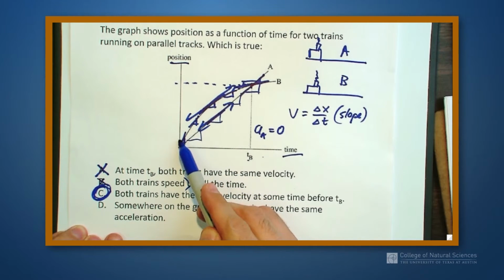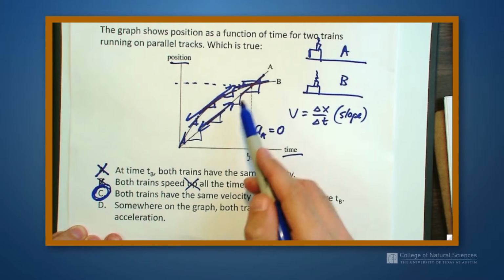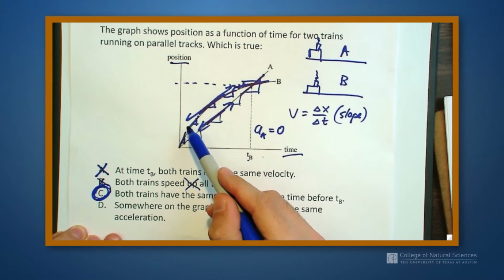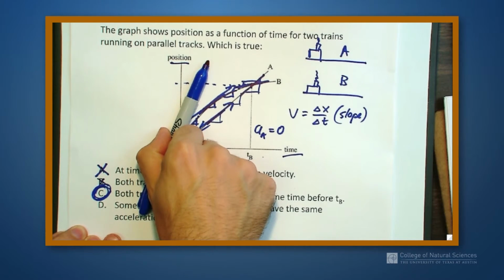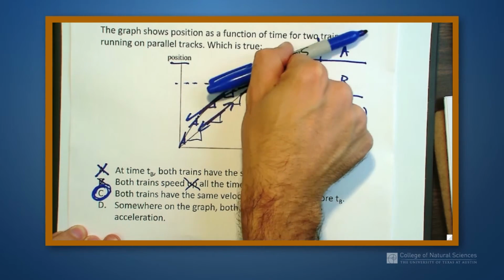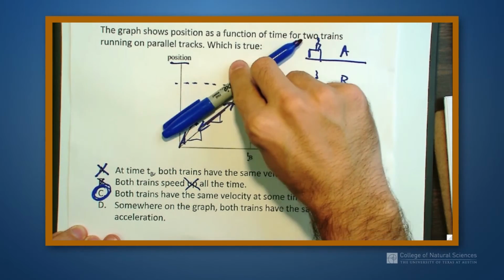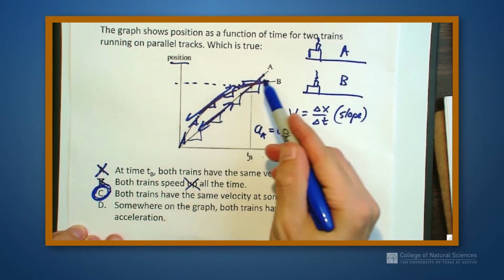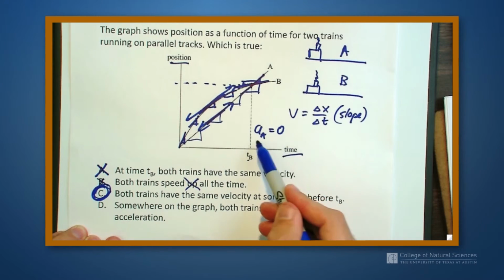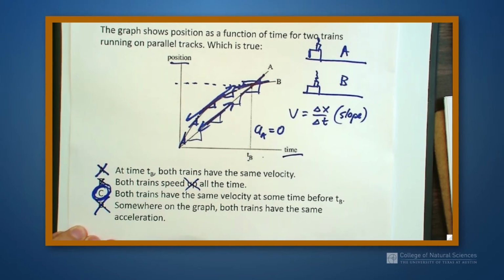If we look at B on the other hand, B starts at some velocity and its acceleration is actually negative. It starts up at some positive slope, and that slope gets less and less positive. It gets a lower value, which means the acceleration is negative. It's negative the entire time. There's no point when the acceleration is 0 because the velocity is constantly changing.